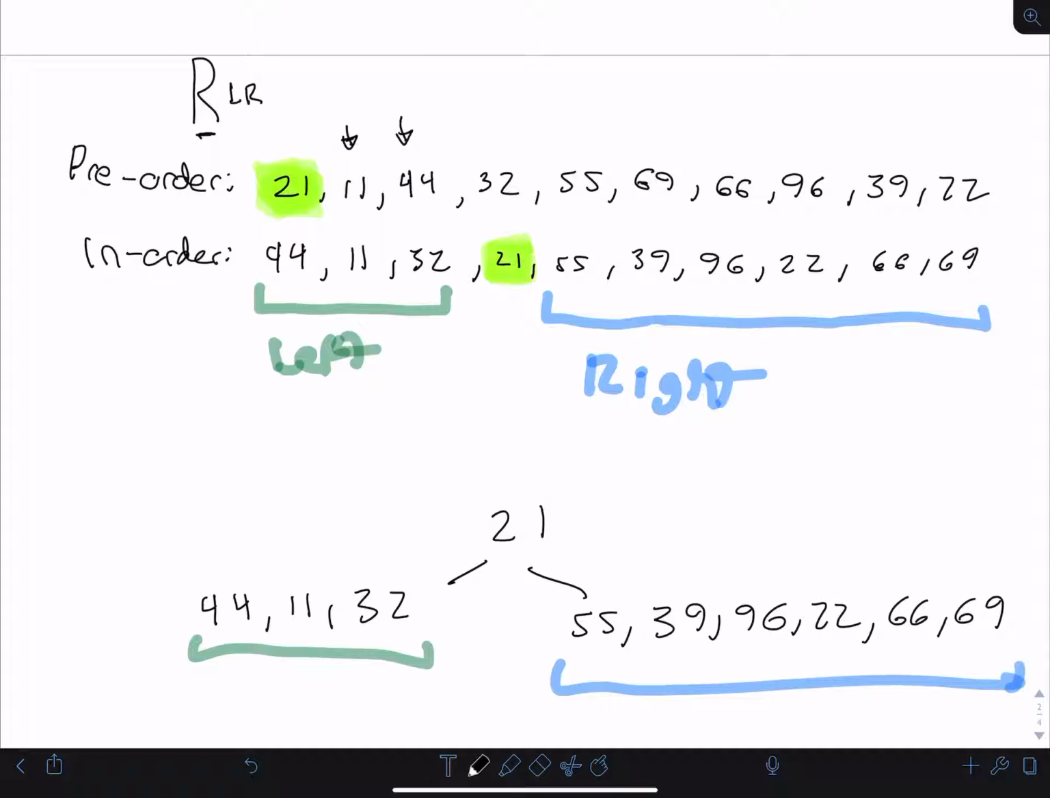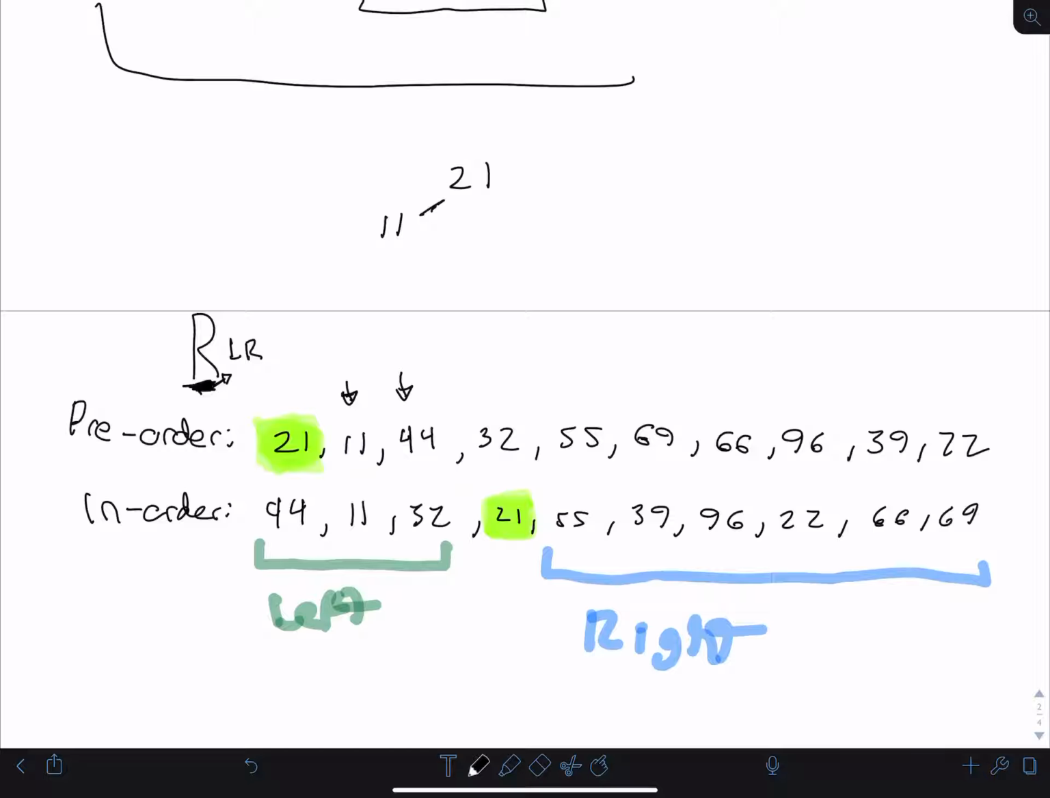44 cannot be the child of 21 because if it had been, we would have visited it first. Because if we have something like this, 21, and then we have 11, and then we have some 44 later on, whether it's here or here, it doesn't actually really matter if you think about it. Is 44 possible as a child of 11? It could be, yes. In fact, it may or may not be.